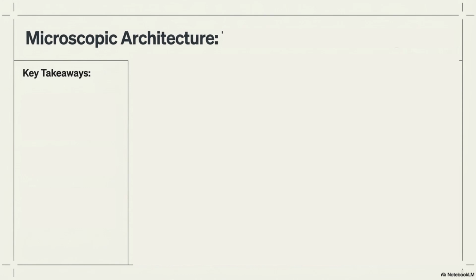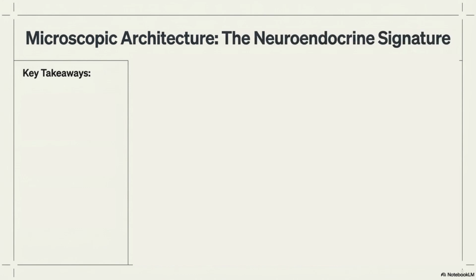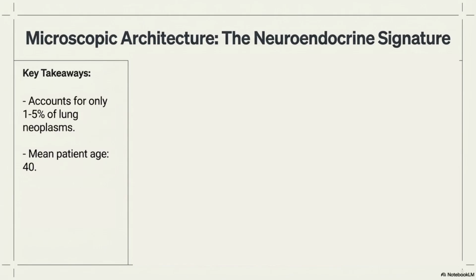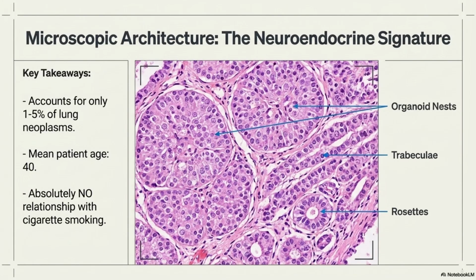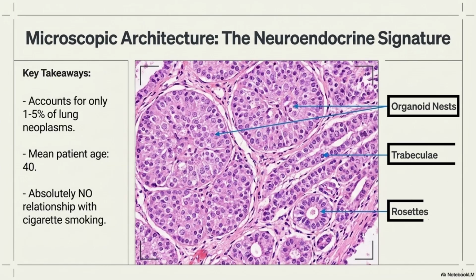Now we put it under the microscope. Bronchial carcinoids have a distinct neuroendocrine signature. As a quick takeaway, these account for only 1 to 5% of all lung neoplasms. The mean patient age is 40, and crucially, there is absolutely no relationship with cigarette smoking. When you look at the histology on the screen, you are looking for specific architectural patterns. You will see them arranged in organoid nests, linear trabeculae, and circular rosettes.